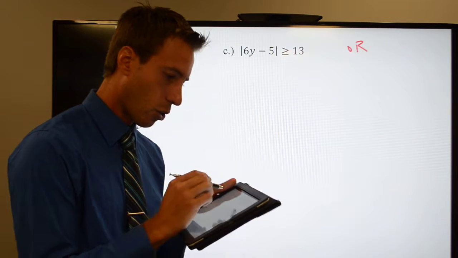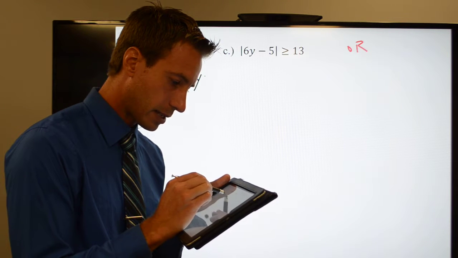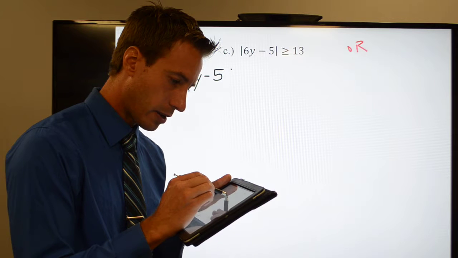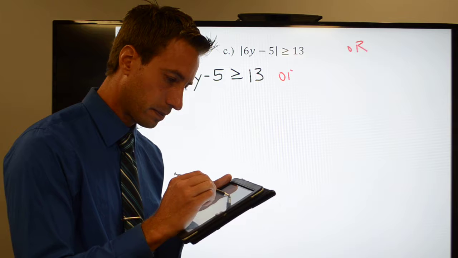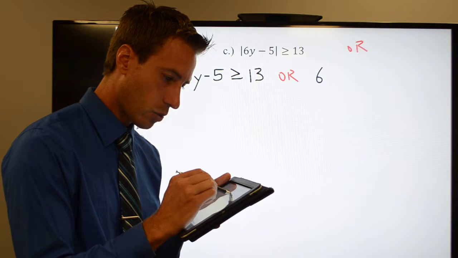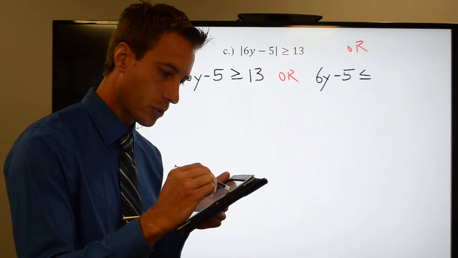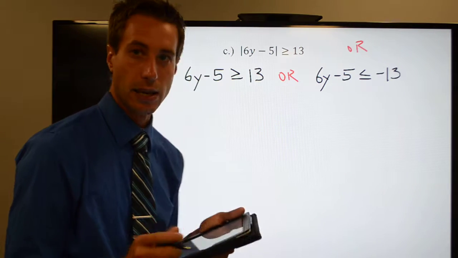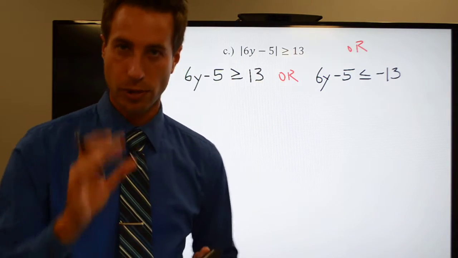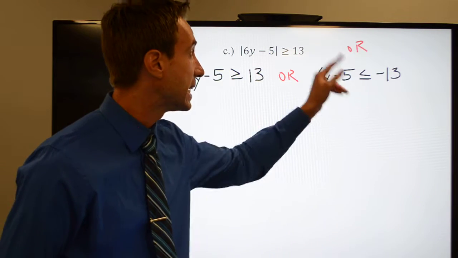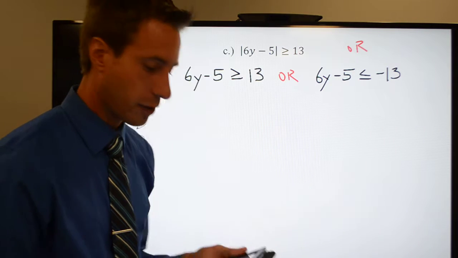And here's how we write the or. It will be 6y minus 5 greater than or equal to 13, or 6y minus 5 less than or equal to a negative 13. Perfect, there we go. We can see right away, based on the inequalities, these guys are going to be heading in opposite directions, which is perfect. That's exactly what we needed. It is an or inequality. Solve both of these, graph them, and you've got your solutions.